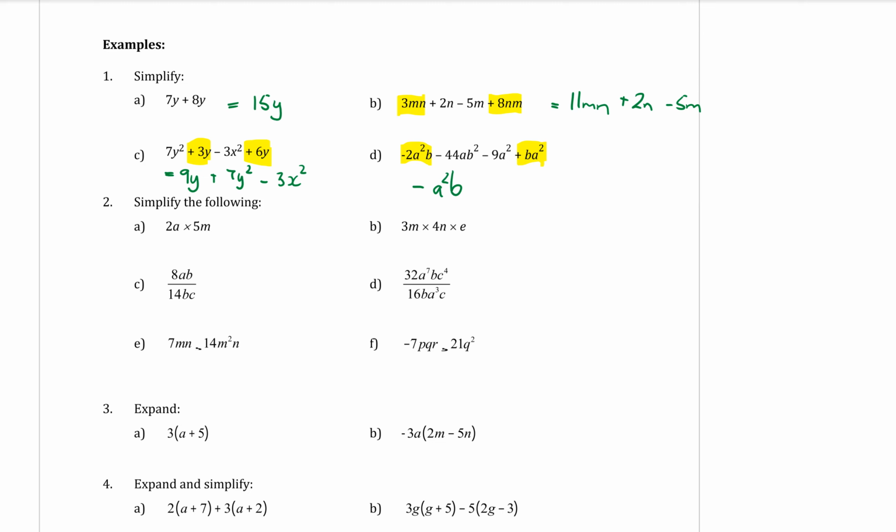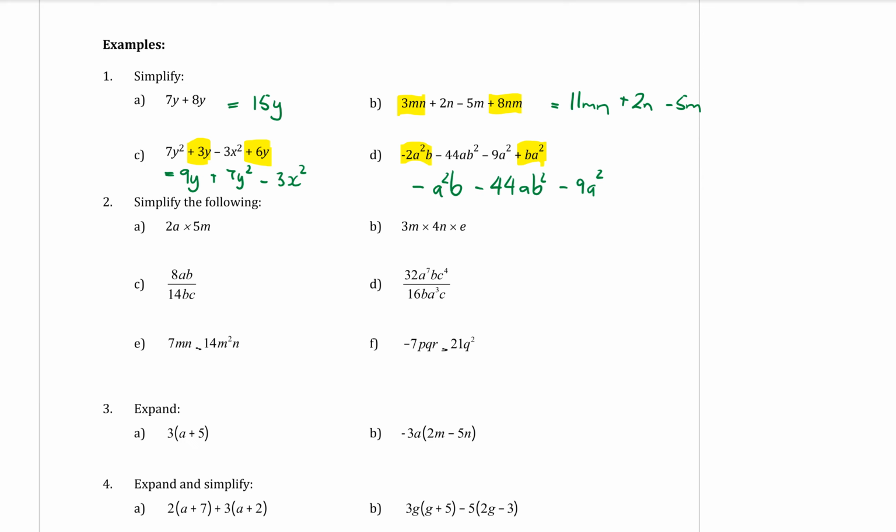The other two terms are different, so we write them down as they are. So minus 4ab squared and minus 9a squared. Okay, so that was a quick little review of adding and subtracting.